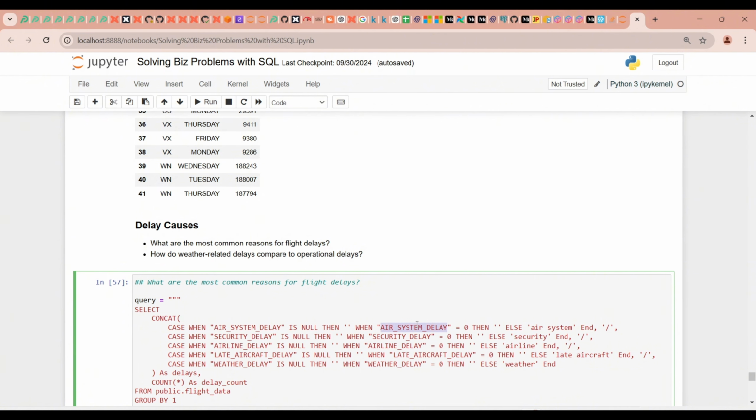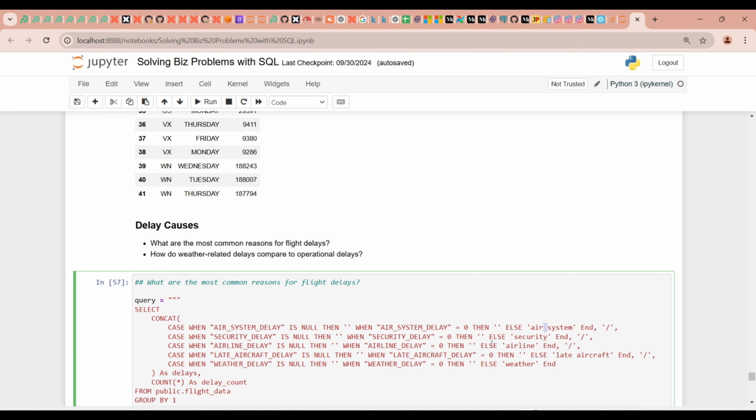But when air system delay is equal to 0, we also put empty quote, because if it is null and it is 0, it means that there's no delay. We've tracked the whole thing, and we realize that either it is 0 or 1. If there's air system delay, it's going to be 1. If there's no delay, it's going to be 0. Else, put air system. Same thing with security delay, and we are going to merge everything together as a single column.